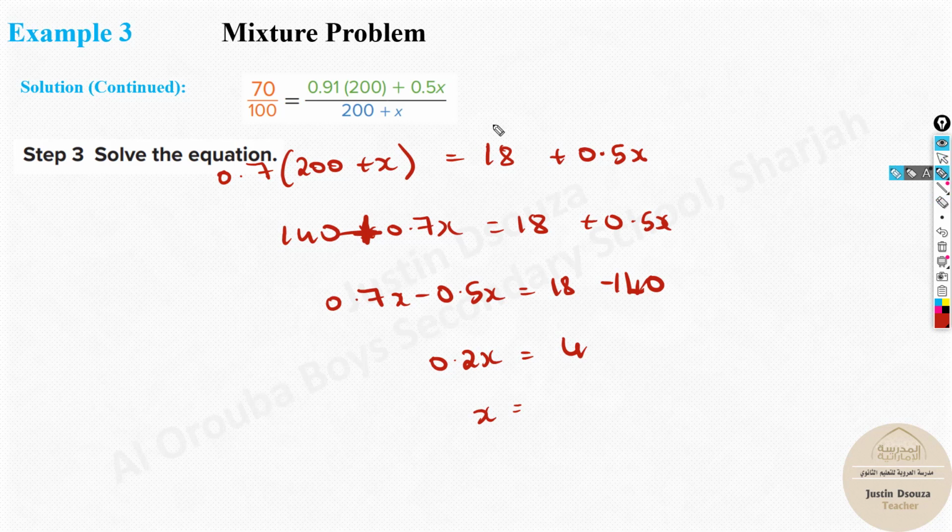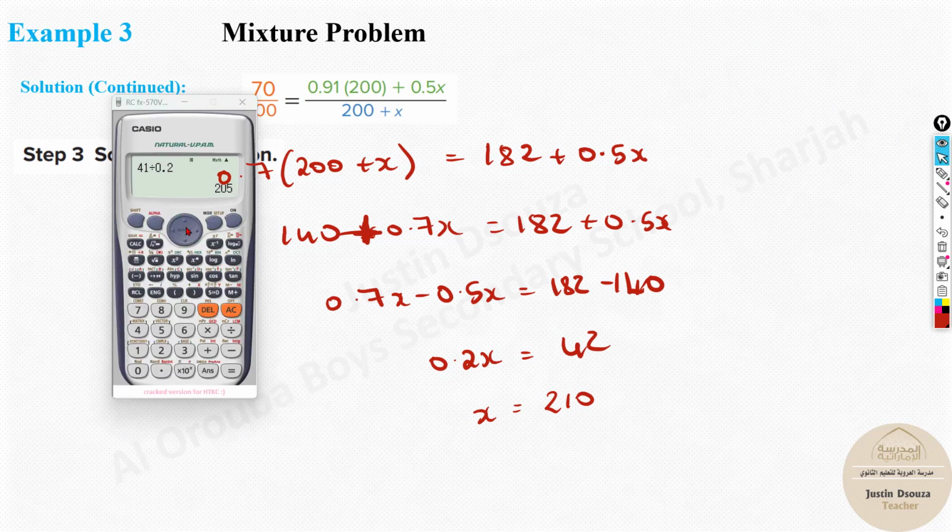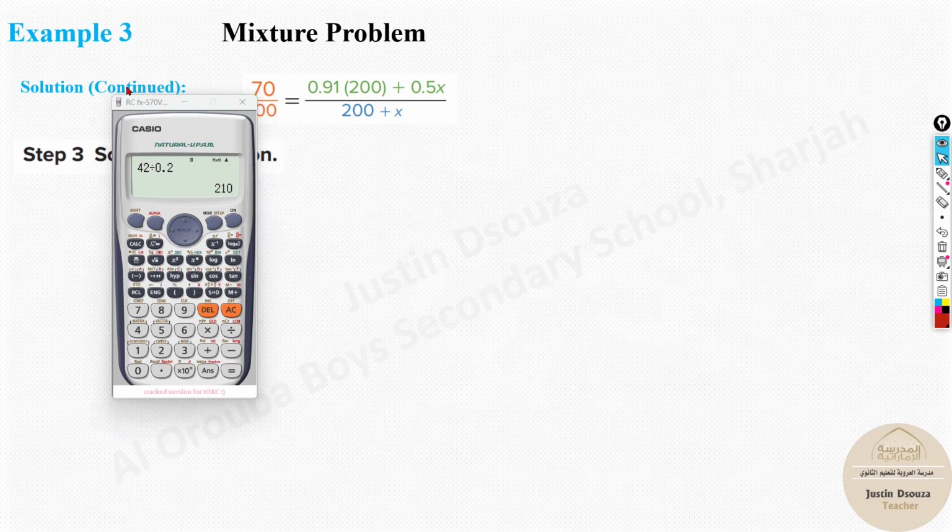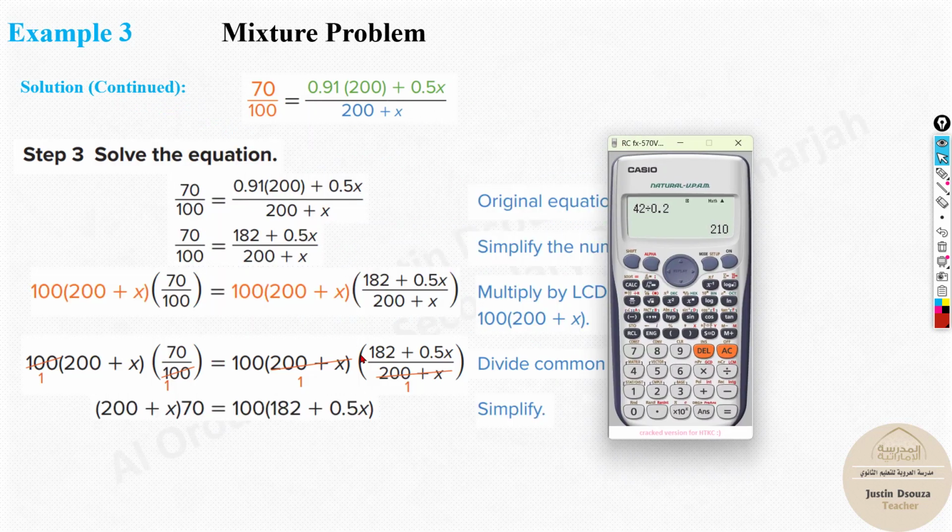So this is 182, 182, 182. So 182 minus 140 will be 42. Now x will be 210. Let's just check it in the calculator. Here it is 42 divided by, so it's 210. X is 210. Or you can directly substitute this equation in the calculator and you'll get the answer.